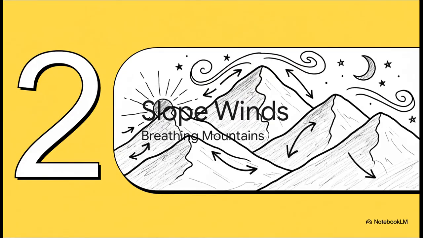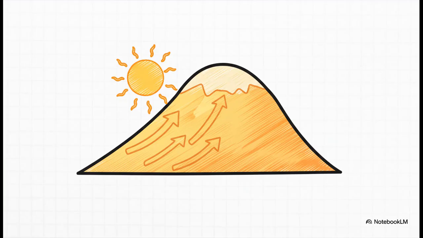Okay, so we've got the coasts down. Let's take our core principle of uneven heating and head into the mountains. Because the very same idea creates another daily cycle of winds, but this time, it's the mountain slopes that are doing the breathing. During the day, the sun is just beating down on those mountain slopes, especially the ones facing the sun. This surface heats up the air right next to it, which then gets buoyant and starts to flow gently up the slope.